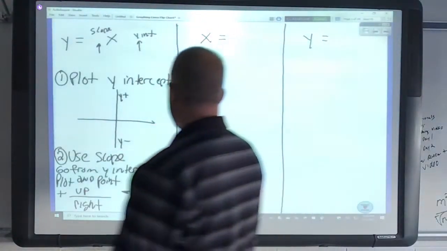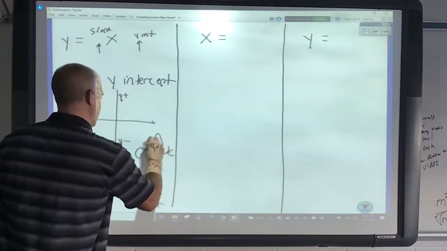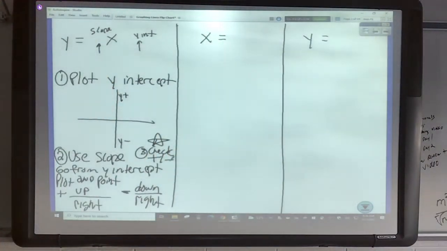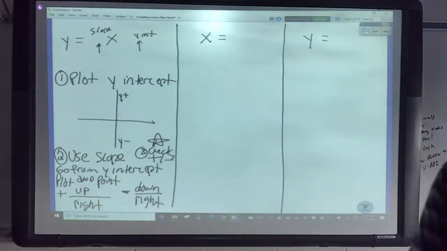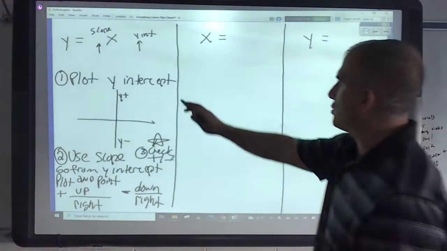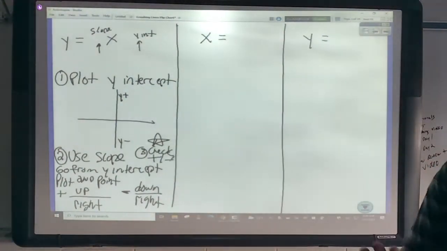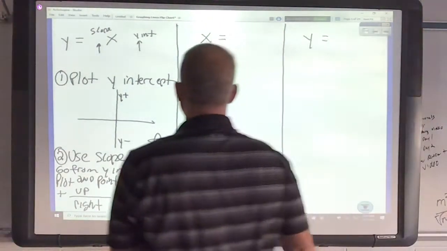Then the third part is to check, very important, that the slope matches positive or negative. We'll get into that in a second. That's the most important thing. When you get done graphing your line, if the slope is positive, the line should be going like this. If the slope is negative, the line should be going like that. If you did that wrong, you didn't go the proper directions.